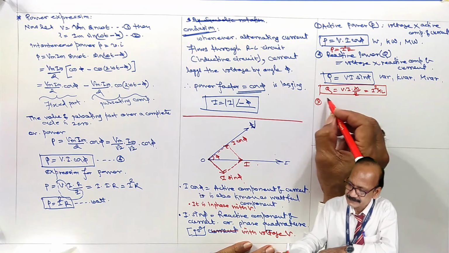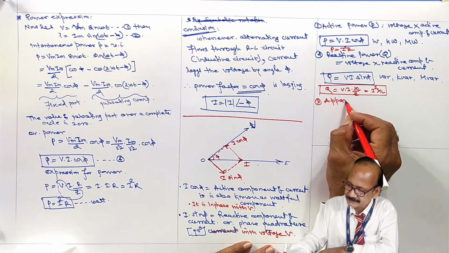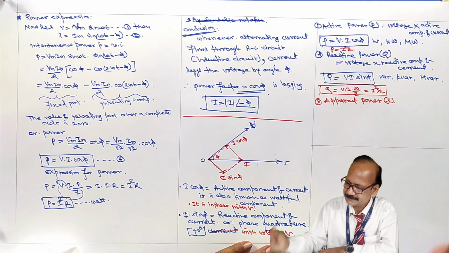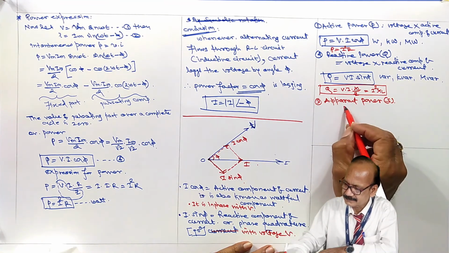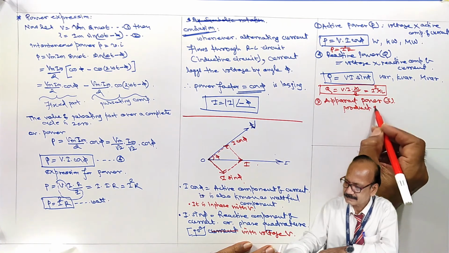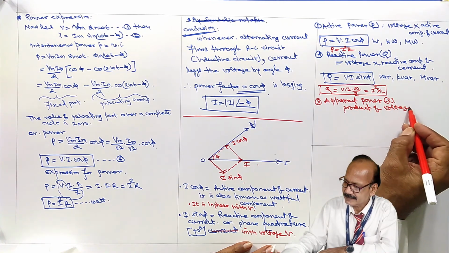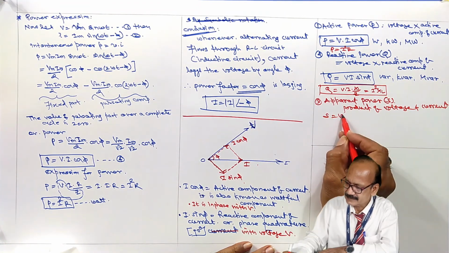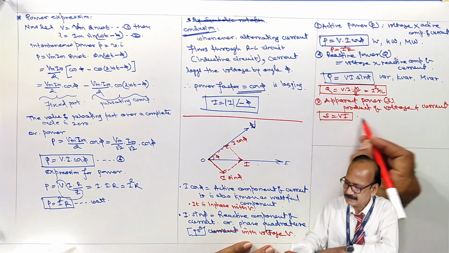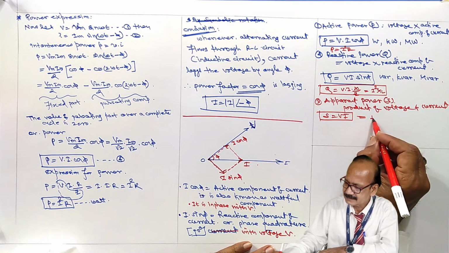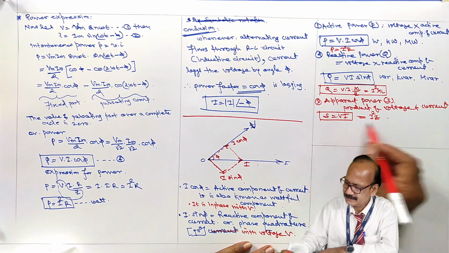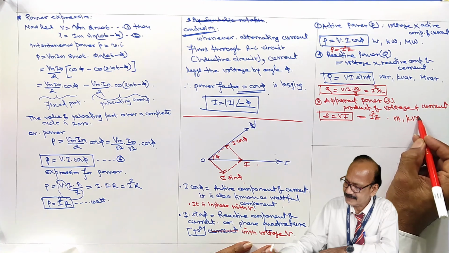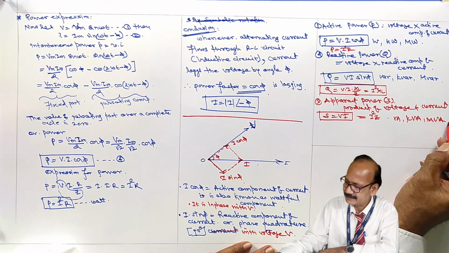Third point, apparent power S. It is the product of voltage and current. So S equal to V into I. This can also be written as I square Z. Unit is VA or kVA or MVA.